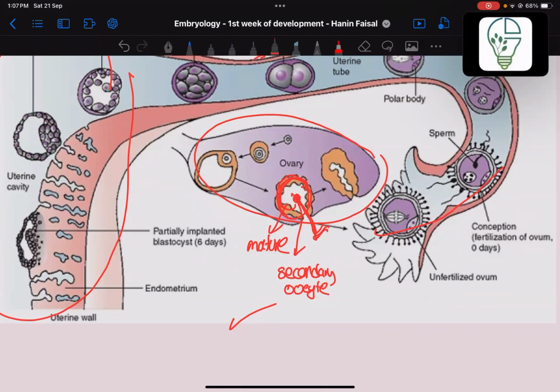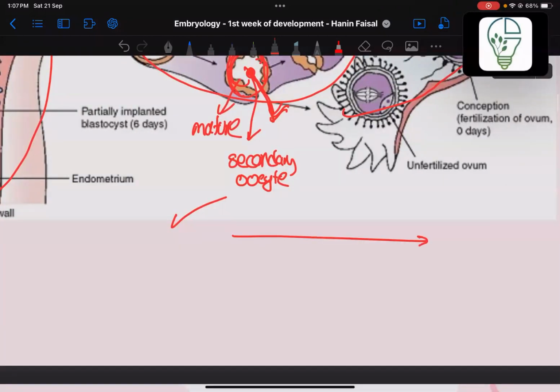Now, when does this ovulation happen? Anyone knows? You can type in the chat. Okay, at puberty. But I mean exactly, you have the menstrual cycle, right? The menstrual cycle starts at puberty, but I want a specific answer. Like what day exactly of the menstrual cycle? Exactly, the 14th day, which is the mid-cycle. The whole cycle is 28 days. At mid-cycle, which is day 14, ovulation is going to happen.